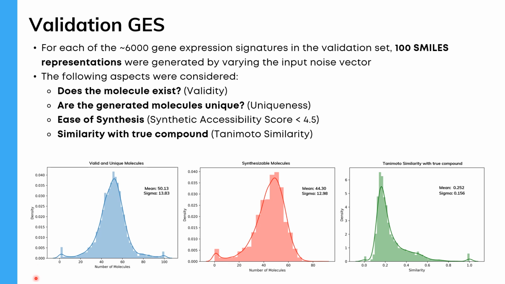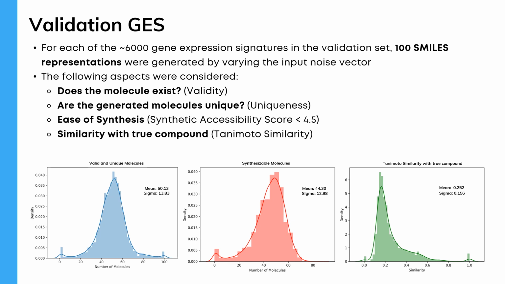The first plot shows the distribution of unique and valid molecules across the validation signatures. On an average, more than half of them are unique and valid. The second plot shows the distribution of synthesizable compounds, and it was noticed that almost all of the unique valid compounds were easily synthesizable. This is characterized by a metric called synthetic accessibility score, and it has to be less than 4.5. Further, the similarity with the true compound was measured using Tanimoto similarity.